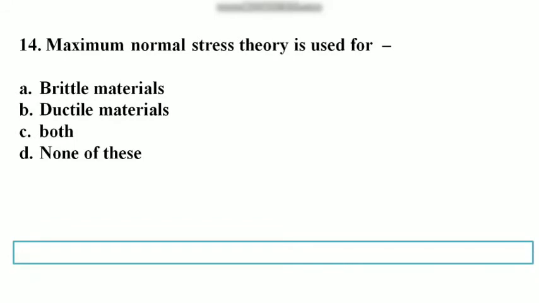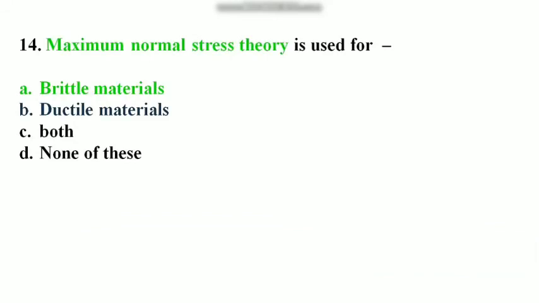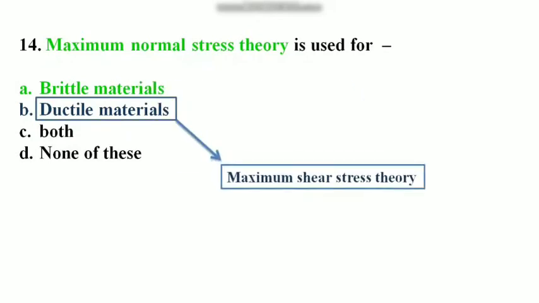Maximum normal stress theory is used for brittle material, ductile material, both, none of this. Maximum normal stress theory is applicable for brittle material. So option A, brittle material, is the right answer. But for ductile materials, we have maximum shear stress theory.